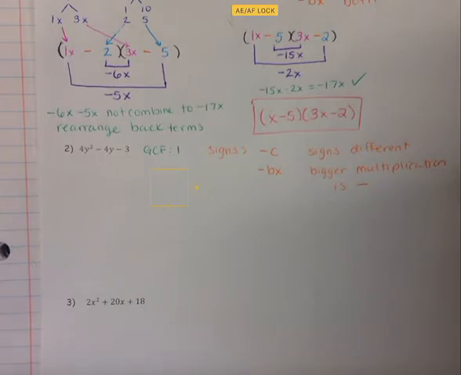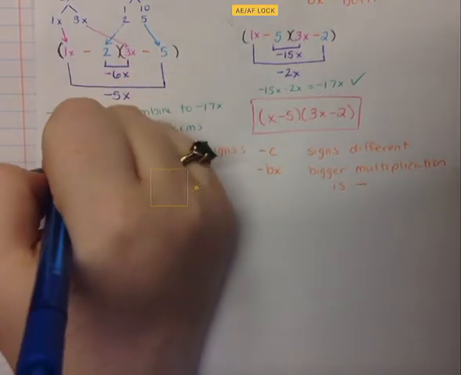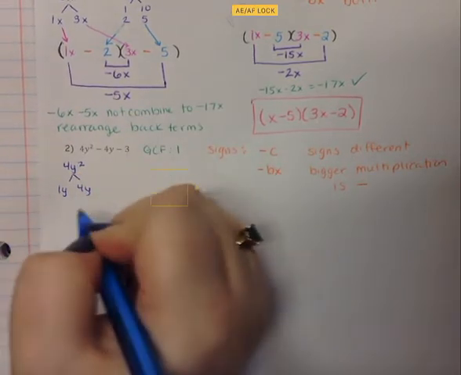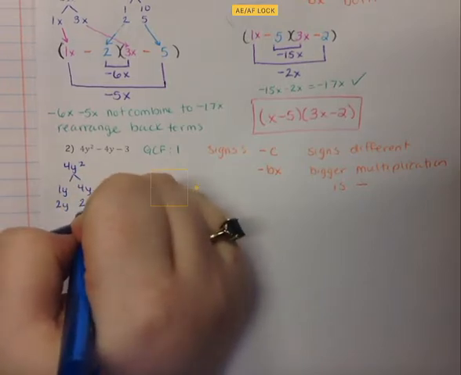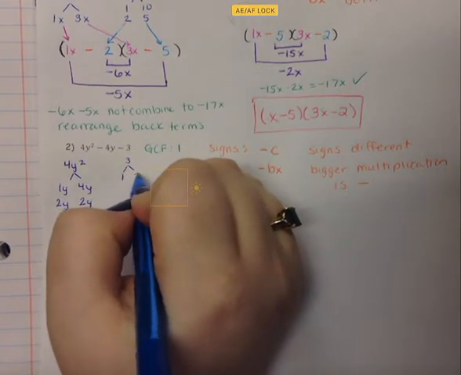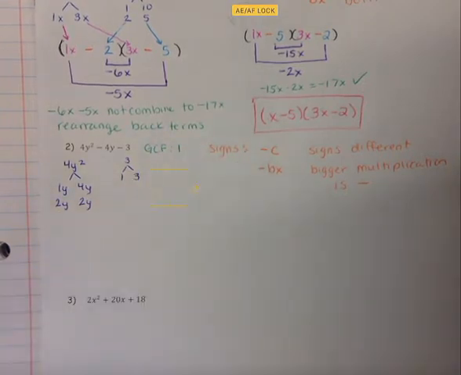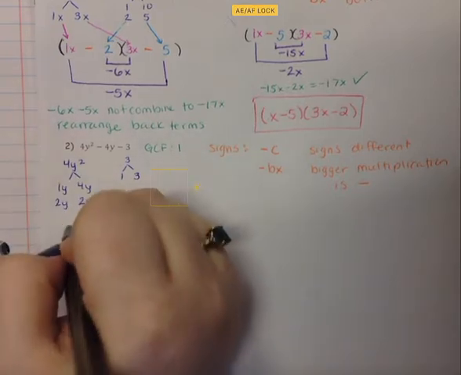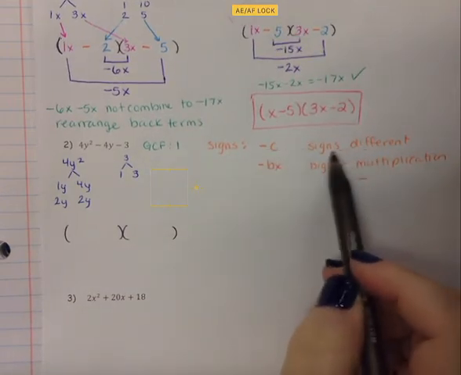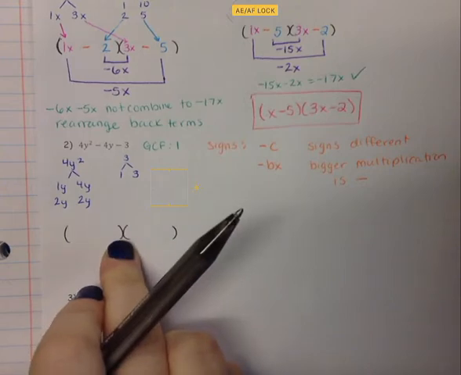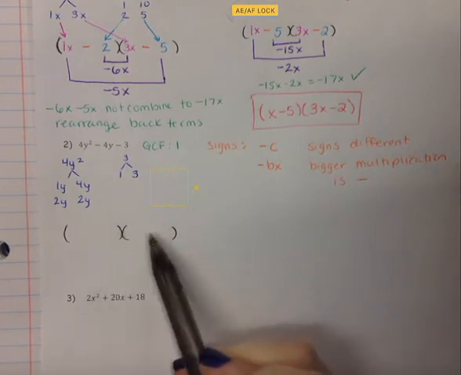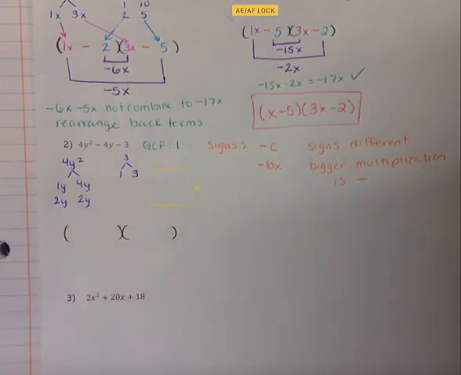So let's write out our factors of the first term. It's 4y squared. So we start with 1y and 4y. Then we also have 2y and 2y. Then we write out the factors of 3, which are 1 and 3, and that's it. So we're going to go ahead and put in our parentheses. Now, because we know that the signs are different, I'm not going to focus on the signs until I do the multiplication. Because it's going to be too hard to know which one of these has the positive and which one has the negative. I don't want to have to rewrite it if I don't have to.